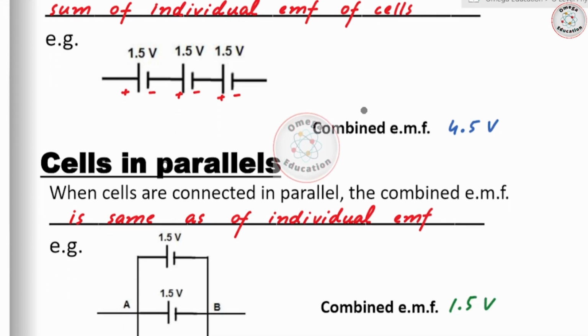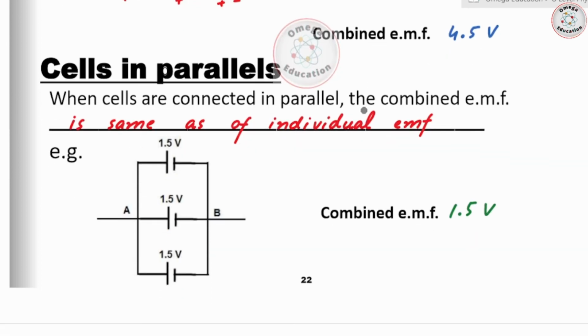The next thing is cells in parallel. When the cells are combined in parallel, their combined EMF is same as the individual EMF. For example, the individual EMF for the first cell is 1.5. For the second cell, it is again 1.5. For the third cell, it is again 1.5. So what would be the overall EMF across the points A and B? It will once again be 1.5. It doesn't add up in parallel cells. In parallel combination, it remains the same.